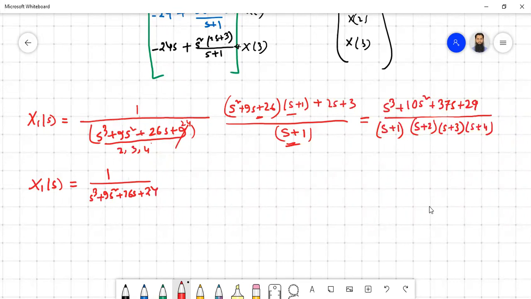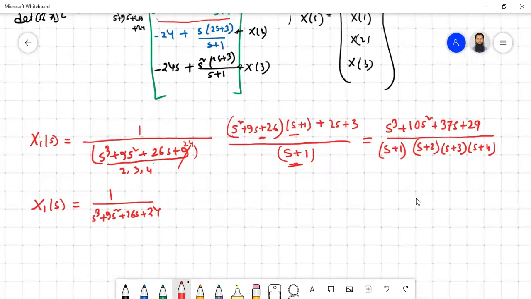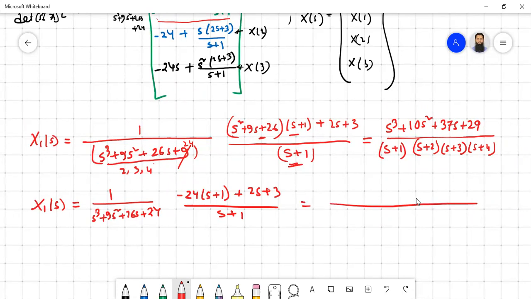Okay, then what we have is s into twice s plus 3, minus 24 into s plus 1, plus twice s plus 3 divided by s plus 1. So the final equation is something like this: 2s square minus 21s minus 24 over s plus 1, s plus 2, s plus 3, s plus 4.